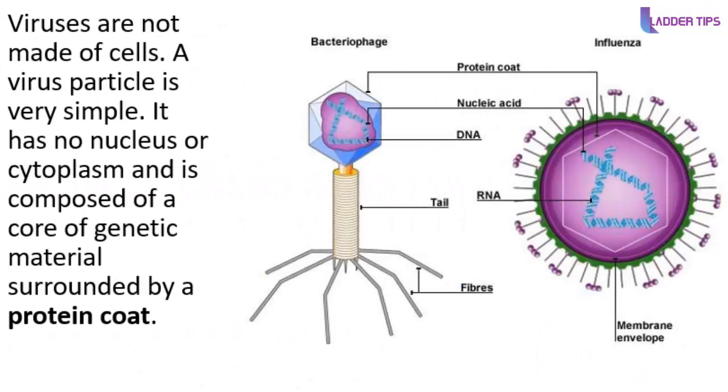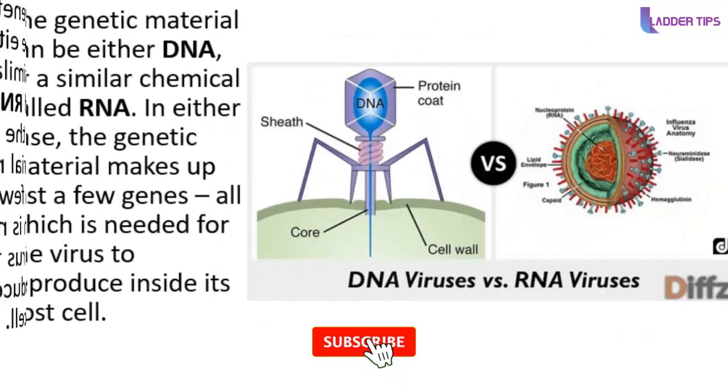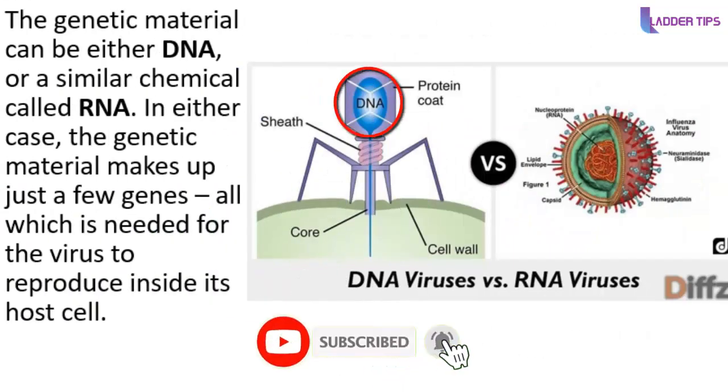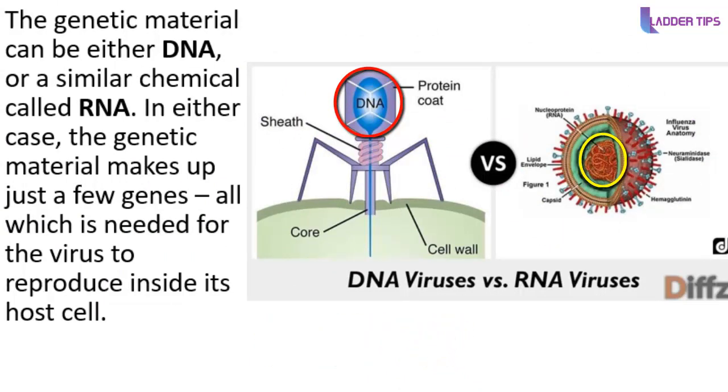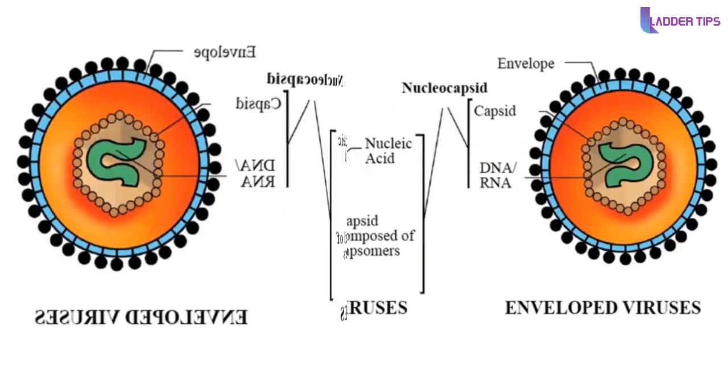Viruses are not made of cells. A virus particle is very simple. It has no nucleus or cytoplasm and is composed of a core of genetic material surrounded by a protein coat. The genetic material can be either DNA or a similar chemical called RNA. In either case, the genetic material makes up just a few genes, all which is needed for the virus to reproduce inside its host cell.